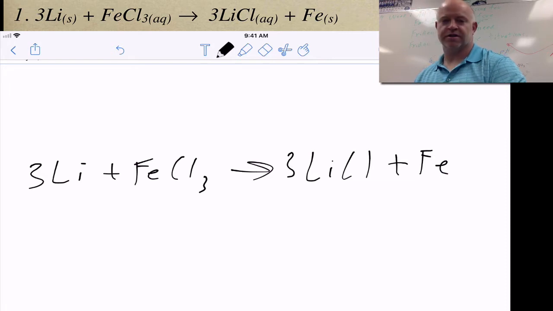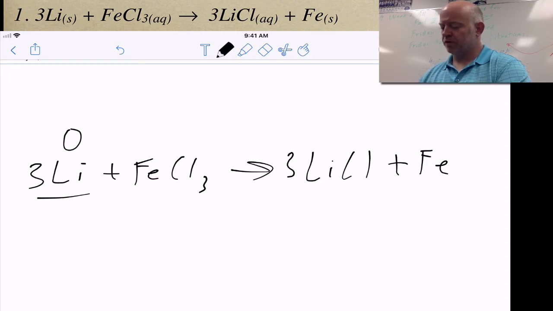So we balance this thing out, and it looks like this. Now, I didn't put the states of matter in here, but that's okay. We don't really need them for what we're doing right now. In terms of what we're looking at, it helps us a little bit, but not that big a deal. So lithium by itself, as a single element, has an oxidation state of 0. Going over to our iron and our chlorine, we have iron and chlorine in an ionic compound, which means that their charges will match their oxidation state.